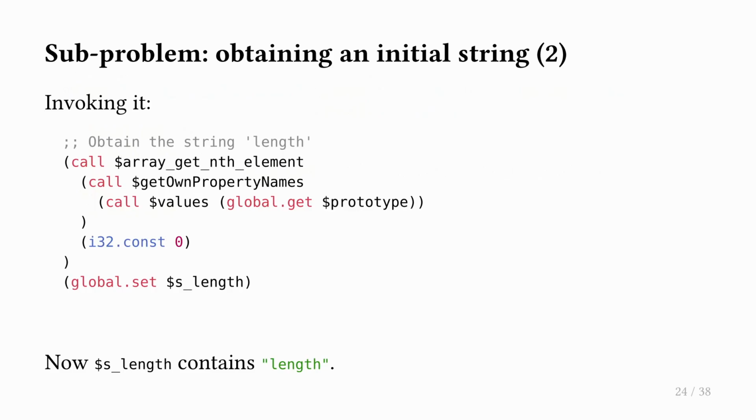And this is then how we invoke that. As I said, we imported the Object prototype. These are all just imports. We call values on that, and we call getOwnPropertyNames on that. And that gives us the array, where we take the 0th element. And all of this just gives us the string "length".